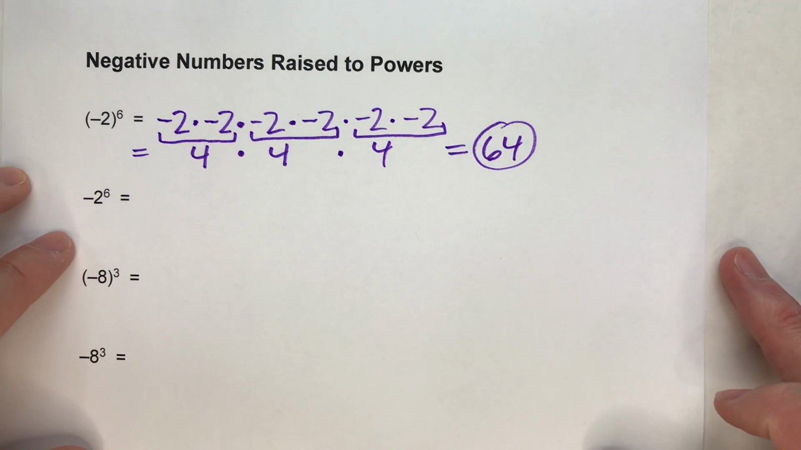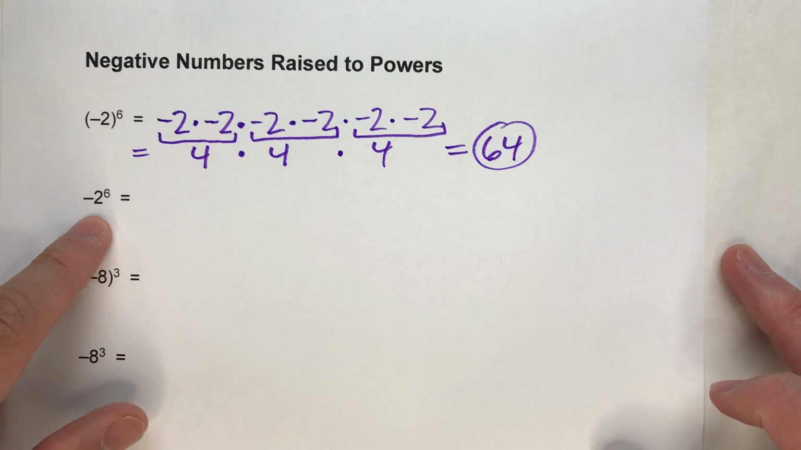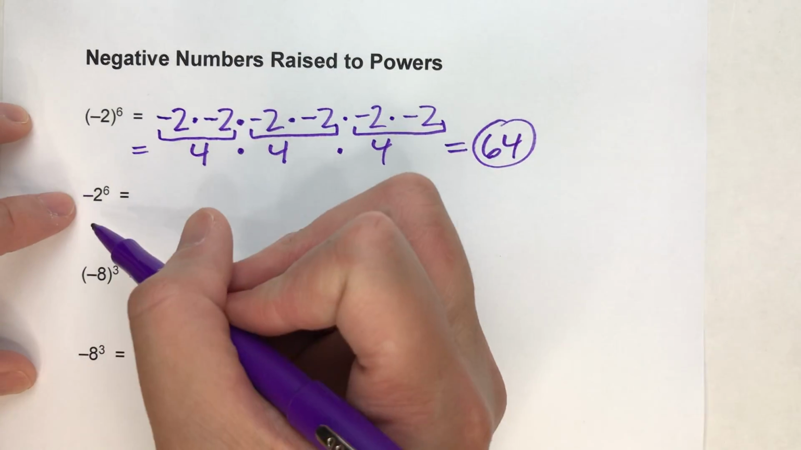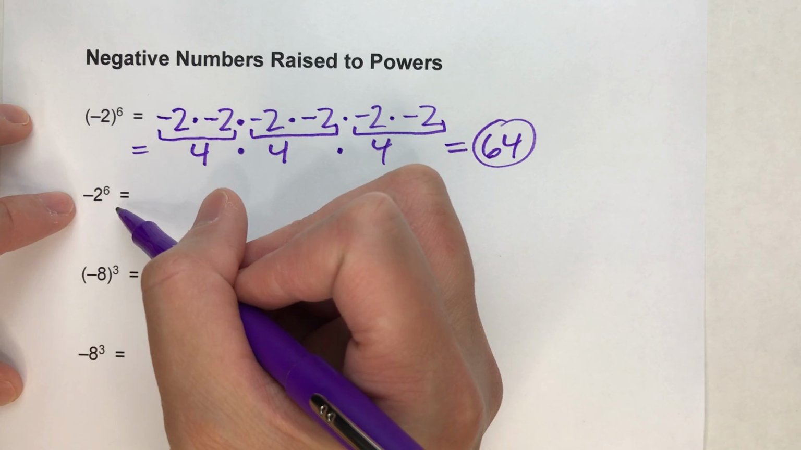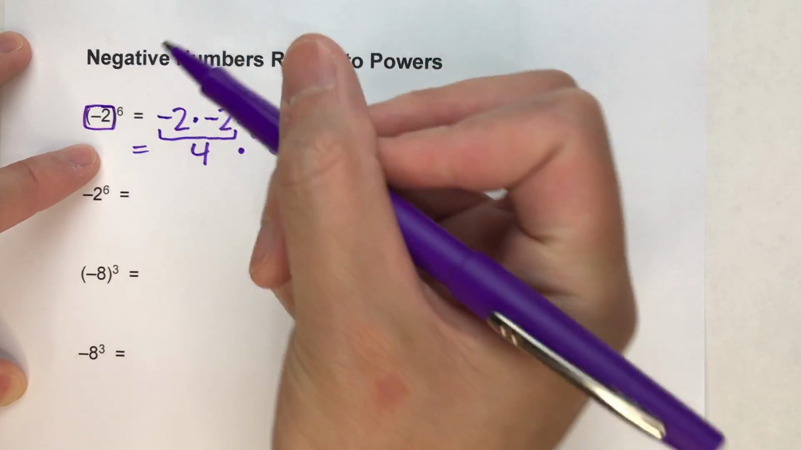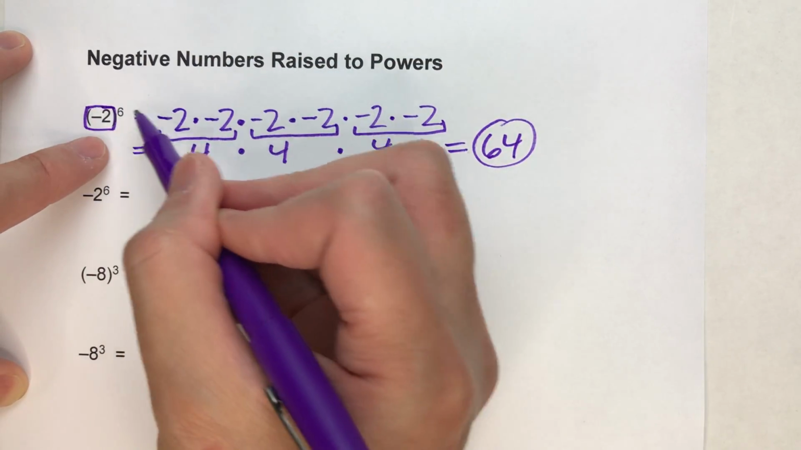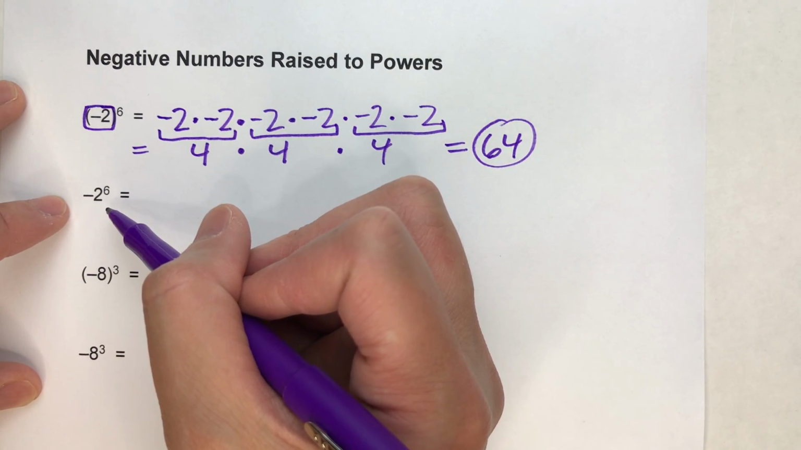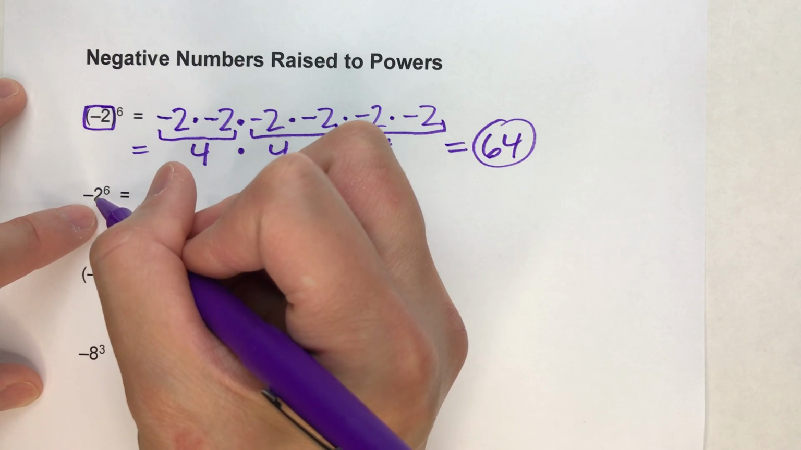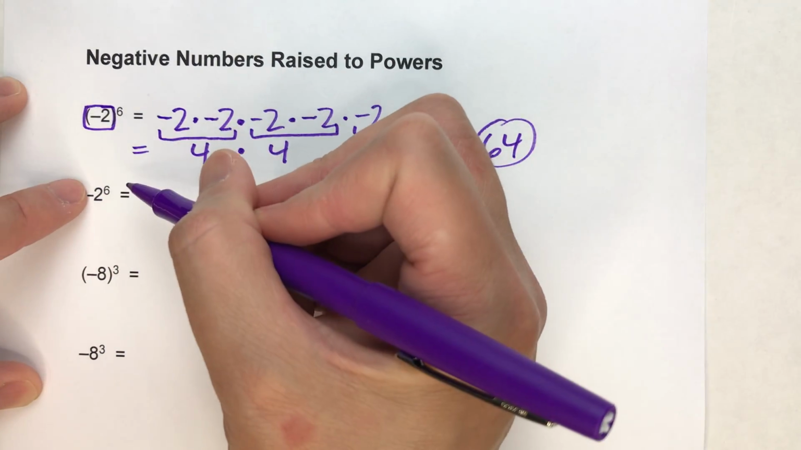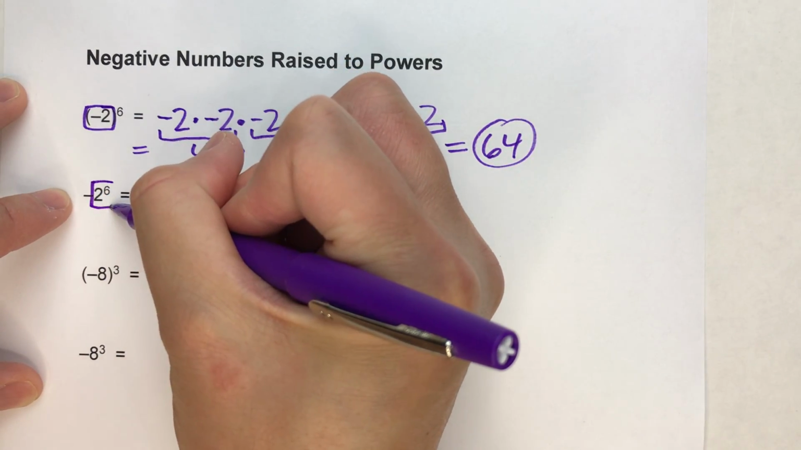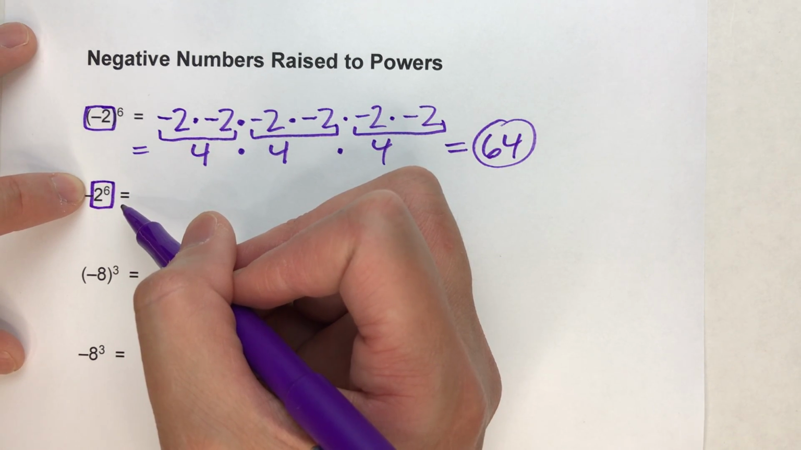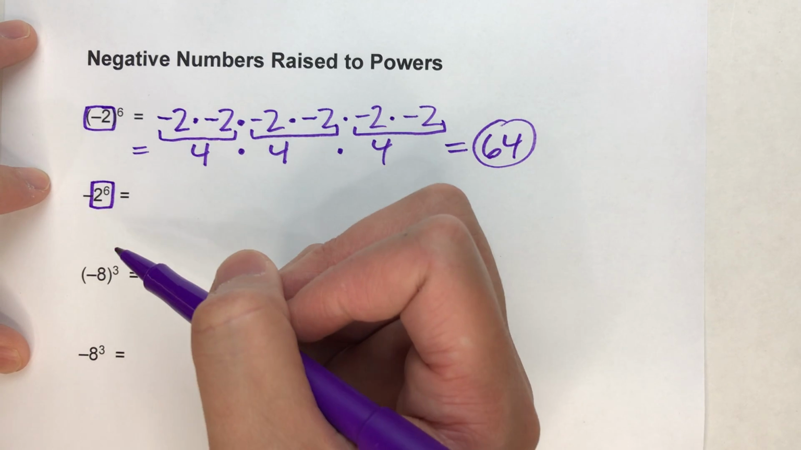Okay? Now, I told you that this second one actually means something different, and it does. Here's why. You've got -2 to the 6th power. Now before, negative 2 was in parentheses, so that means you're taking negative 2 and multiplying it by itself 6 times. This one does not have parentheses. So you've got a negative, and you've got 2 to the 6th power. Now, order of operations says, when you're dealing with this problem, we actually have to do the exponent first, and then deal with the negative afterwards.